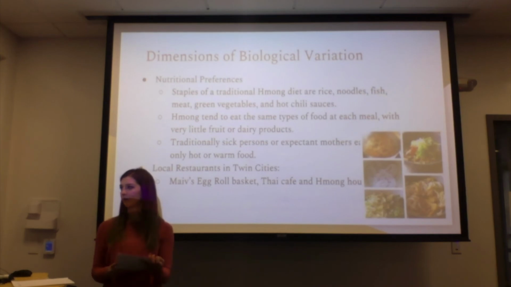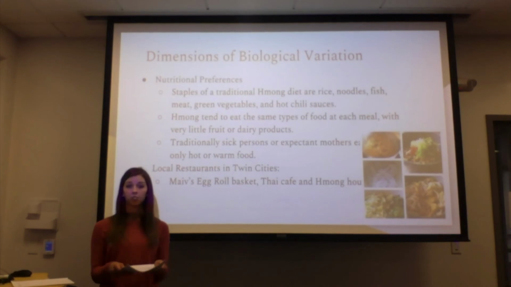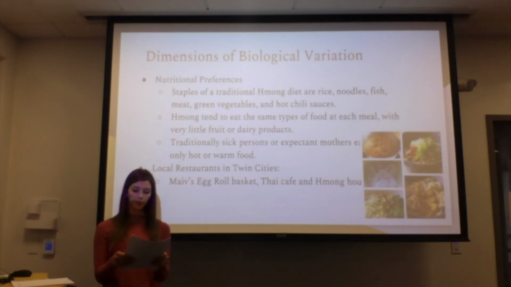On to nutritional preferences. So staples, first of all, our Geiger textbook defines nutritional preferences that include habits and patterns. The paramount factors that seem to determine food choices are cultural and ethnic in nature. Hmong cuisine has similarities to the food in surrounding Asian countries and is characterized by the uses of spices and herbs. Staples of the traditional Hmong diet are rice, noodles, fish, meat, green vegetables, and hot chili sauces.